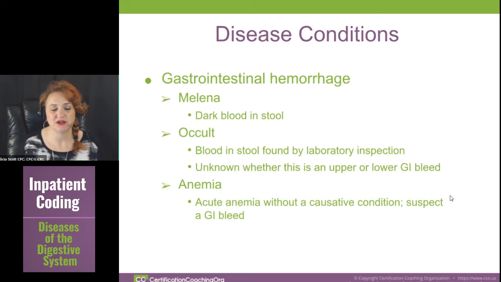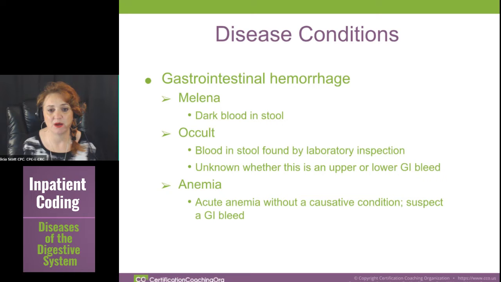Melena is dark stool, and again, it's tarry. Occult is blood in the stool, but they see it via laboratory test. They'll do an occult test, and what they'll do is take a little bit of stool and put it on that little card and go in and check it. And this will let them know, hey, is this an upper or lower GI bleed?